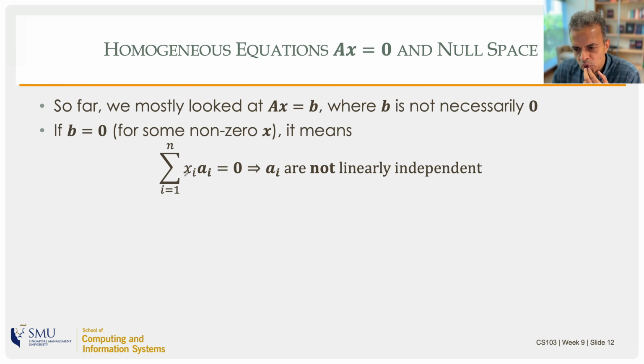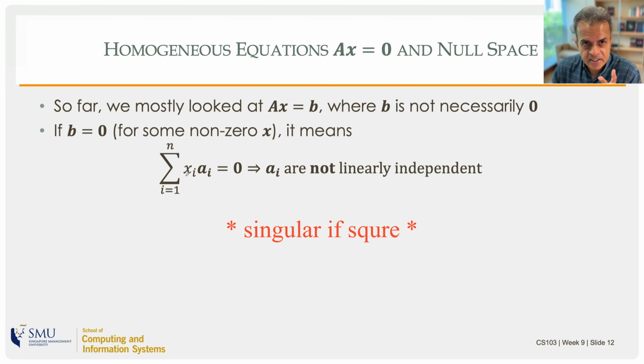What does that also mean? It means that there is a linear combination of the columns of A that gives you the 0 vector with not all scaling factors being 0. That means the columns of A are not linearly independent. The matrix A is singular. It is rank deficient. Nullity is non-zero. So many different ways of saying it. But in this case, we are actually looking at the null space.